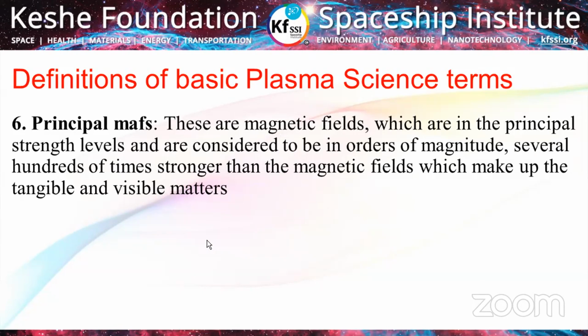So let's go to principal mass. These are magnetic fields which are in the principal strength levels and are considered to be, in orders of magnitude, several hundreds of times stronger than the magnetic fields which make up the tangible and visible matters. The magnetic fields that make up the visible matters are very weak in terms of field strength. So principal magnetic fields are by orders of magnitude stronger than those that make matters. Is this clear, or do we need any other explanation, or are there any questions?